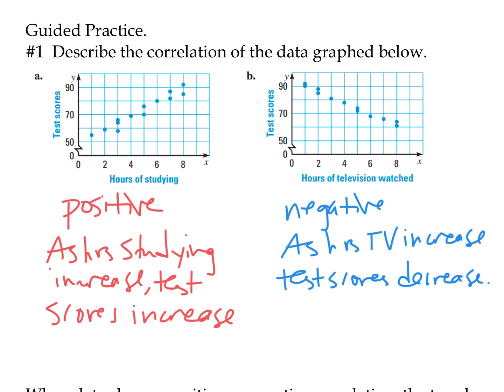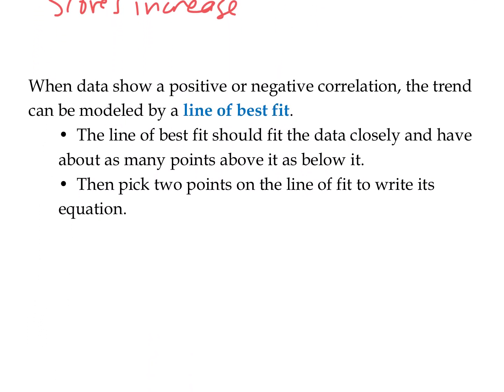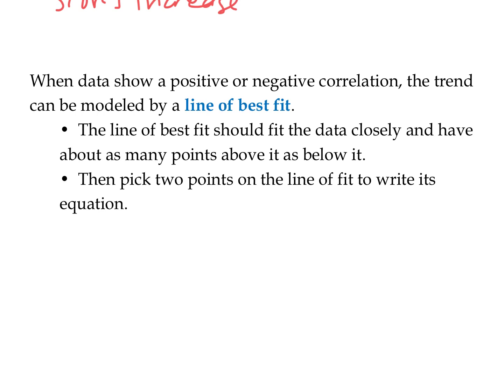Positive correlation, negative correlation. When the data have a positive or negative correlation, the trend can be modeled by a line of best fit. That's a line that we draw as best we can through the points, even though it's not going to be an exact line that touches all of the points. We want a line that has about as many points above and below, so basically goes through the middle of the data, and then we can pick two points on the line. They don't have to be two points from our data set, just any two points that are on that line of fit that we drew, and we can write an equation for that by finding the slope, using a point, and getting a slope-intercept form equation written.